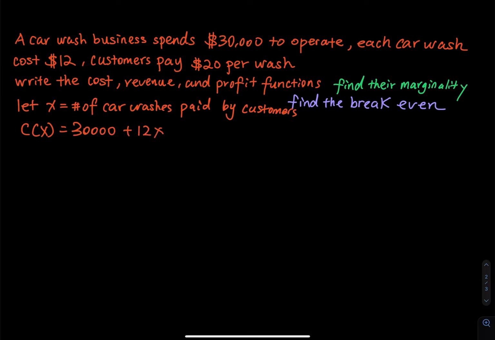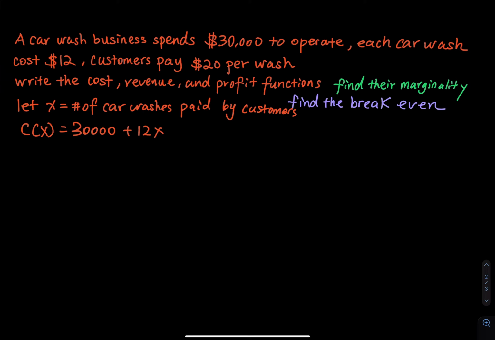So if you only have one wash on that day, then you will add $12 on top of the $30,000. If you produce or sell two washes, then you have $24 on top of the $30,000. If you have produced three washes, then you have 3 times $12 on top of the $30,000. If you sell four washes, then you will have 4 times $12 added on top of $30,000. So that is the cost function.